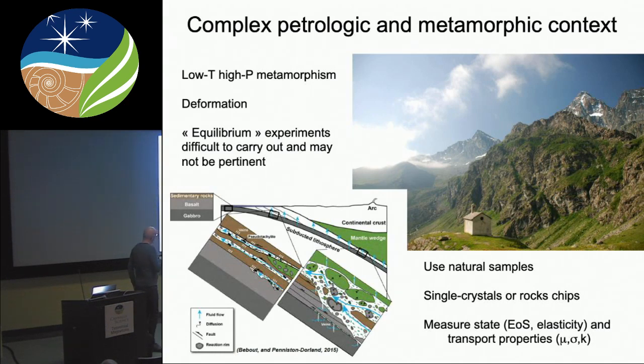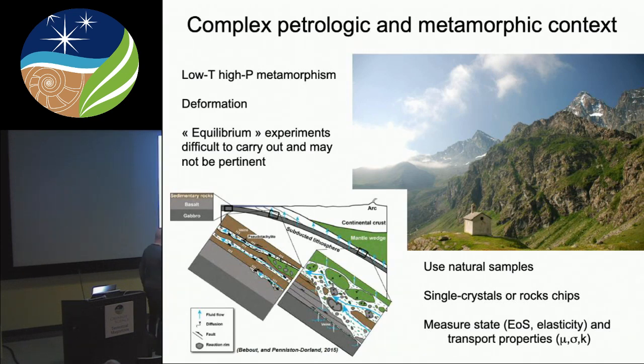So I do experiments that may look a little bit strange at first sight, but I have to use natural samples, because often I cannot grow single crystals large enough in the lab. So I do experiments in which I use single crystals, or sometimes rock chips or rock cores. So it means I have all the complexity, or some of the complexity, of the rock that I put in there. And I use these experiments to measure state properties, like equations of state and elasticity, which I'll talk a little bit about.